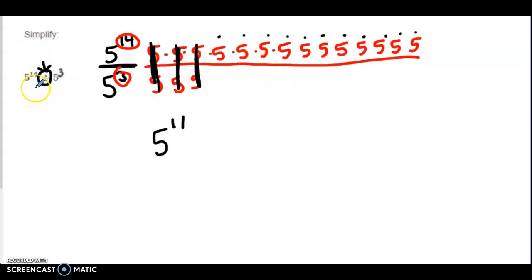If you remember your shortcut, it says that when you divide with the same base, you can keep the base the same and subtract the exponents. So you could have just written down the same base, which is 5, and then you could have subtracted your exponents, 14 minus 3, and that would give you 11. So either way you do it, you should get 5 to the 11th power.